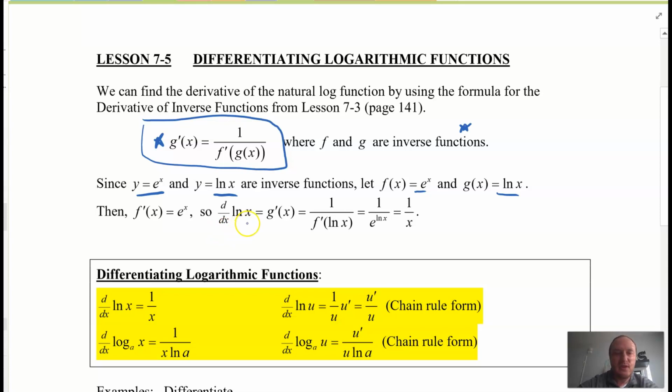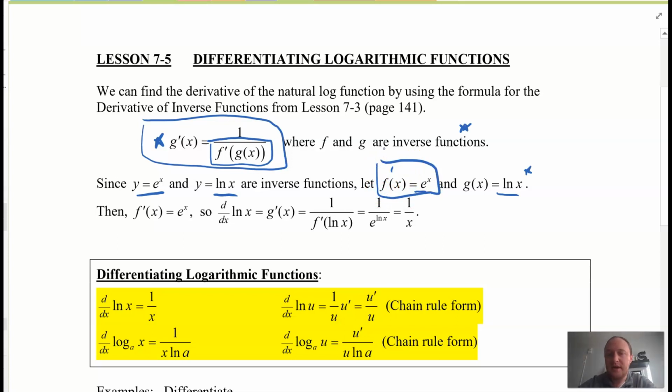So I take the derivative of the natural log of x. Well, this is going to be equal to g prime of x, which is the natural log of x. Okay, so that is equal to 1 over f prime of g of x, right? And we're getting that from here. So f prime of g of x. Well, g of x, again, is natural log of x. And f prime is the derivative of f of x. And what's the derivative of e to the x? It's e to the x.